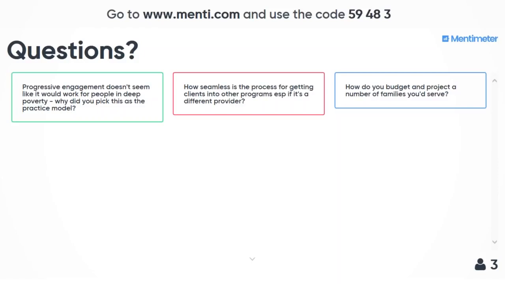One could say that there's something inherent in the rapid rehousing model that is progressive engagement. So how do the two ideas differ, right? If rapid rehousing kind of has this component in it of assessing and offering more if needed, what does progressive engagement add to rapid rehousing?